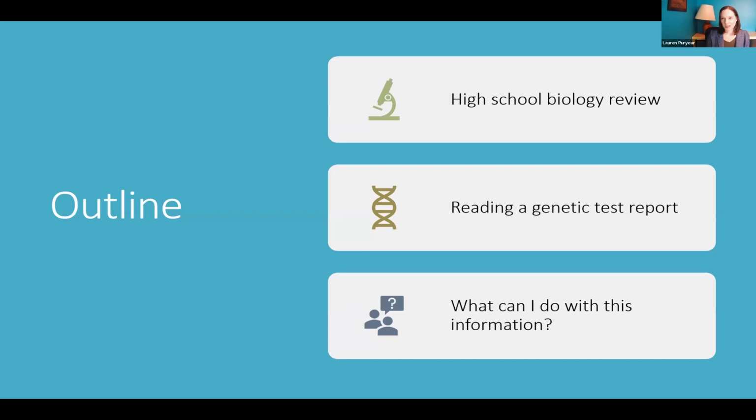And these are the three chunks of information that I'm going to try and touch on. I'm going to talk about a couple of genetics concepts just to make sure we're all on the same page about how DNA works. And then I'll talk about how to read a genetic test report and show you some examples. And then I'll talk about what you can do with that information once you have it and understand what your genetic test report is telling you.